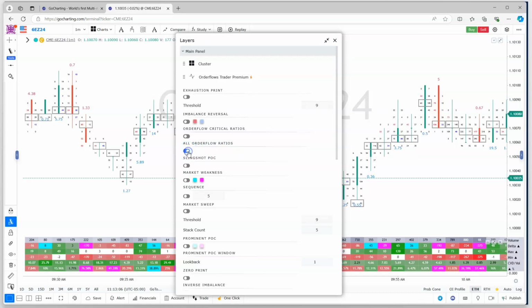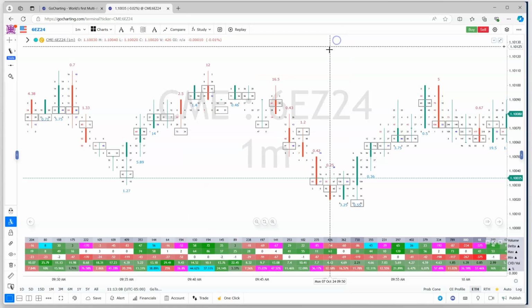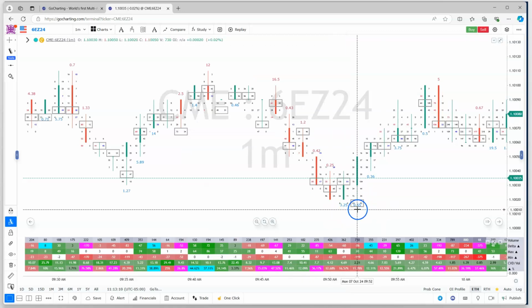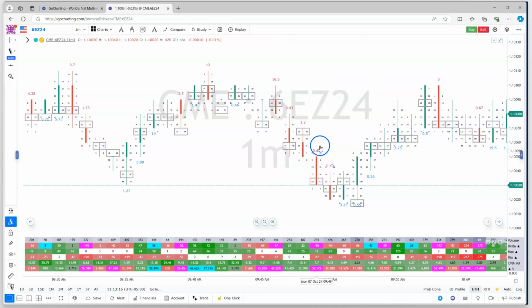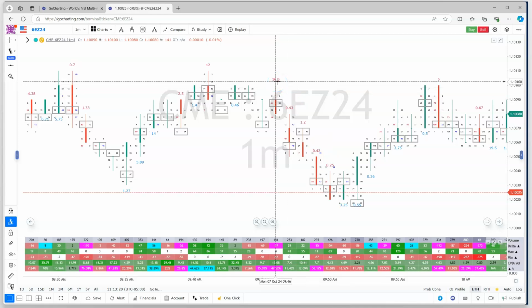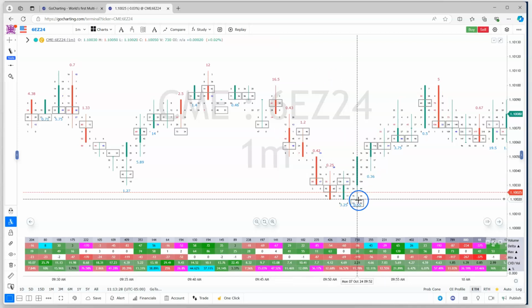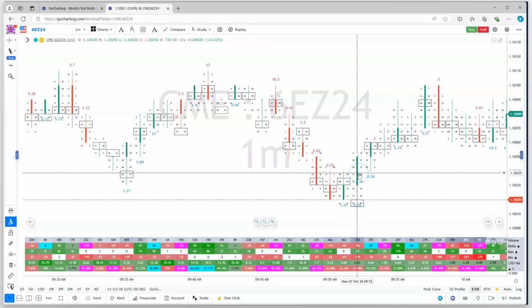You're going to click on that to enable it, and you're going to see every bar has a bullish ratio, which would appear underneath the bar, indicating a bullish ratio, or a bearish ratio above it. However, there are certain ratios that matter, and you have to decide what threshold you want to use. Every bar is going to have a ratio, and what the ratio does is measure the order flow in the bar.